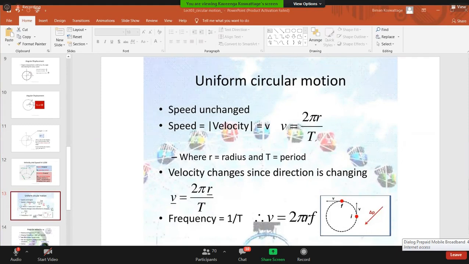Time taken to complete one circle is the period, and the distance traveled is 2πr. Then the velocity can be defined as 2πr divided by T, right? So T is the time taken to complete one circle, which is the period.